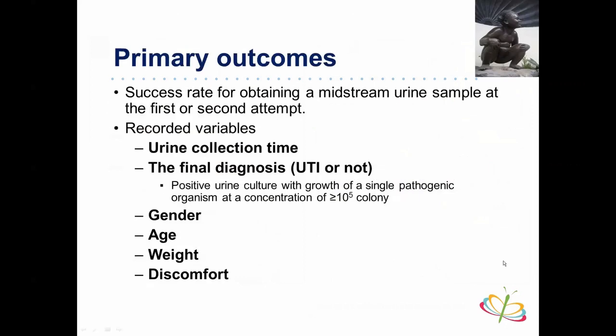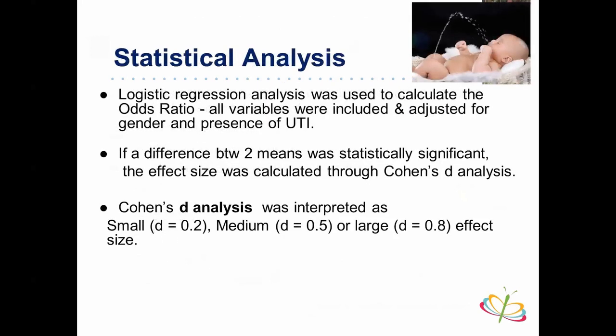So the primary outcomes of our study was the success of obtaining urine during this midstream on a first or second attempt. They recorded variables: urine collection and time, the final diagnosis, UTI or not, gender, age, weight, and discomfort. For the statistical analysis, logistic regression analysis was used to calculate the odds ratio. All variables were included and adjusted for gender and presence of UTI.